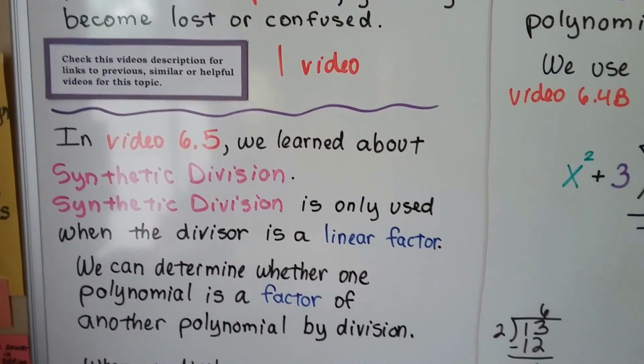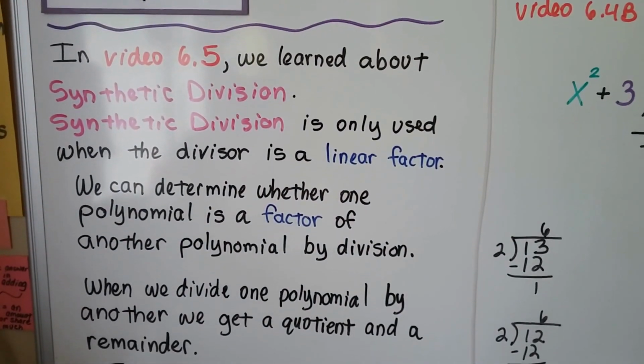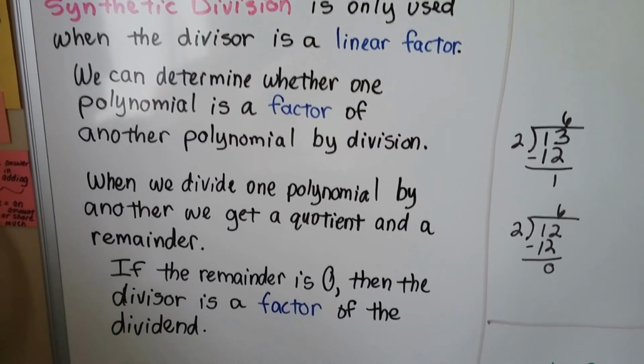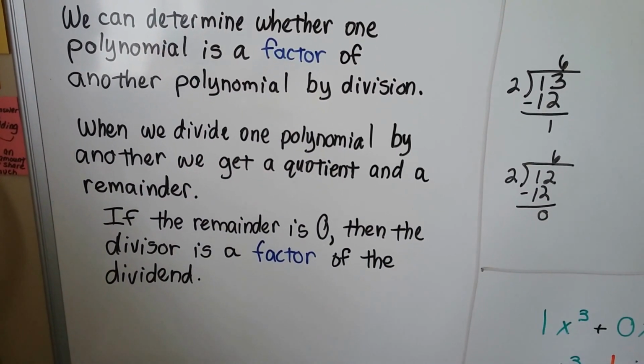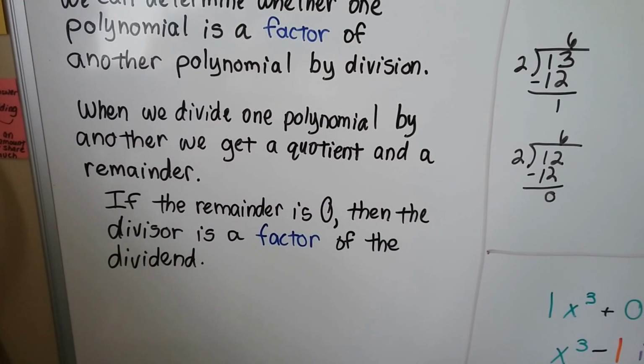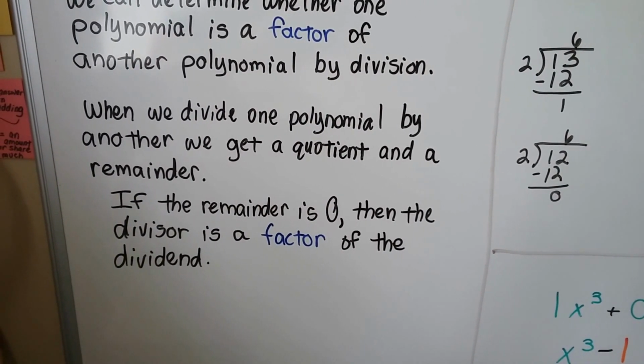Now, back in Chapter 6 in Video 6.5, we learned about synthetic division, and synthetic division is only used when the divisor is a linear factor. We can determine whether one polynomial is a factor of another polynomial by division. When we divide one polynomial by another, we get a quotient and a remainder. And if the remainder is 0, then the divisor is a factor of the dividend. I'll explain this a little bit more in a second.